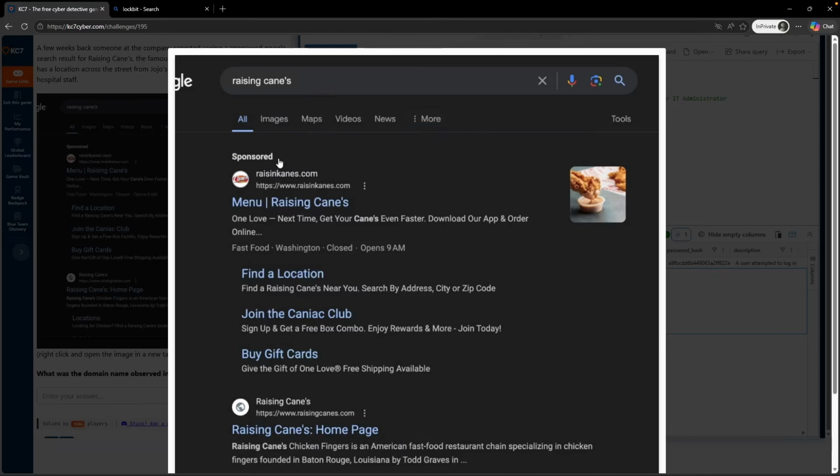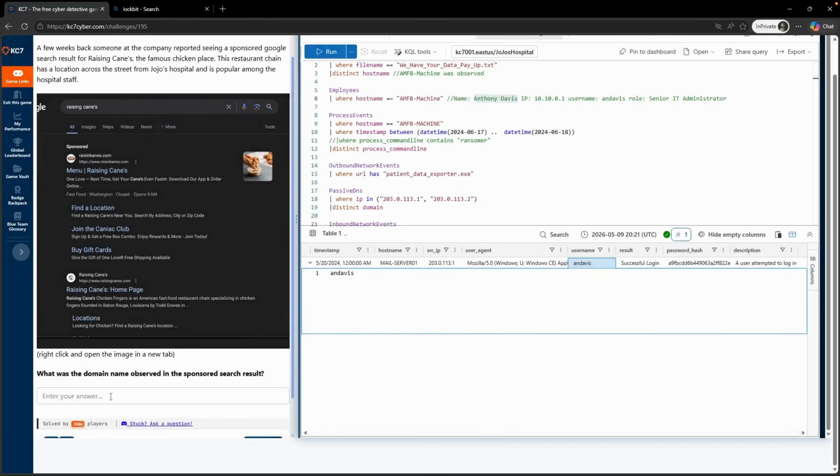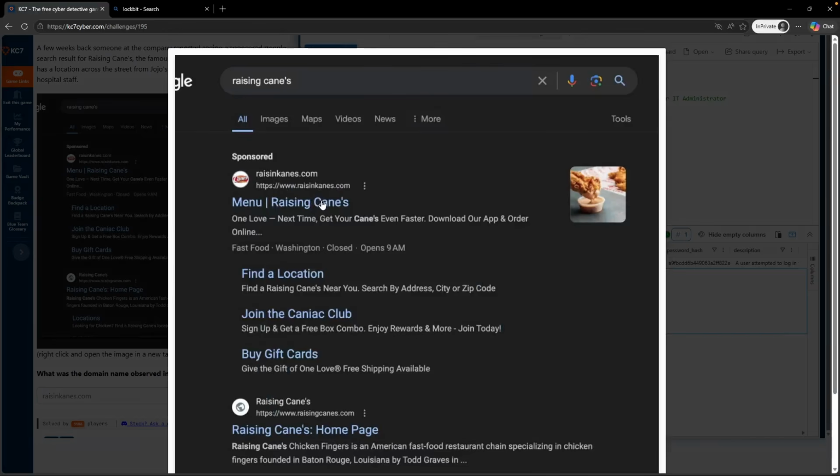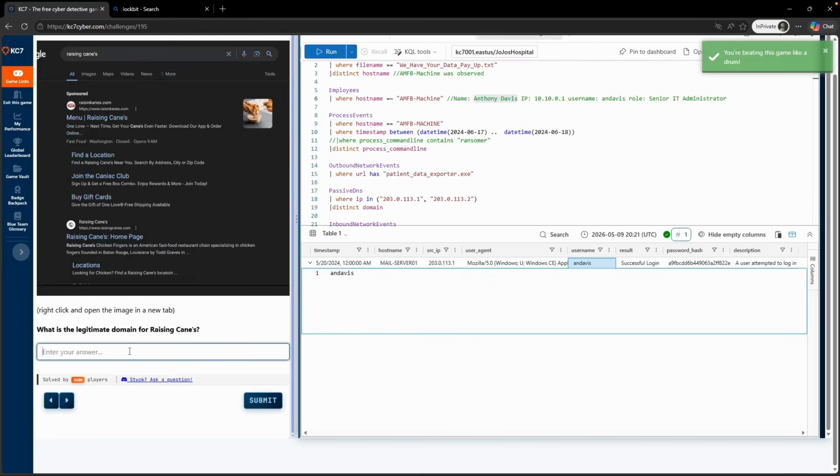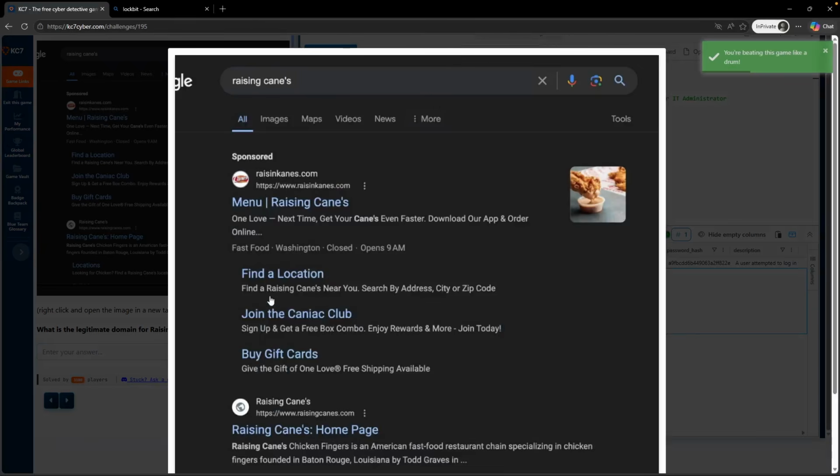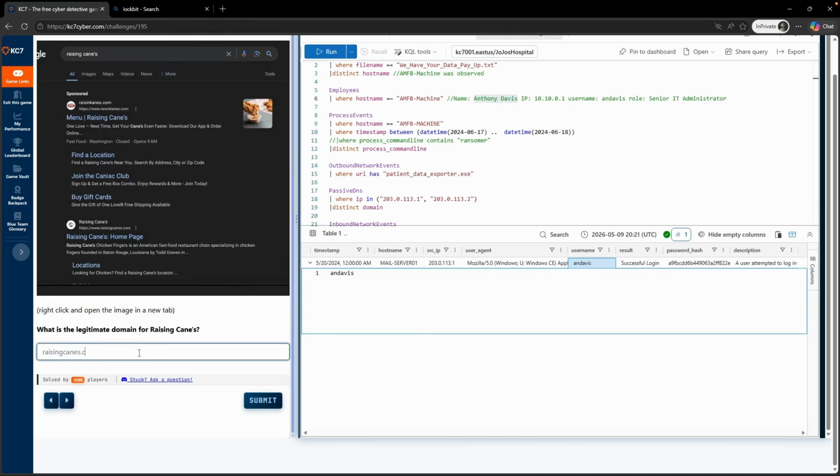Taking a look at sponsored, we have raisincanes.com. But if we actually look at the website, or at least the title, it says raising. So it does have a G here, and we look at the domain and it has no G. That is quite fishy. Type in raisincanes.com. And also, it's with a K rather than a C. What is the legitimate domain for Raising Canes? That is the bottom here, raisincanes.com.